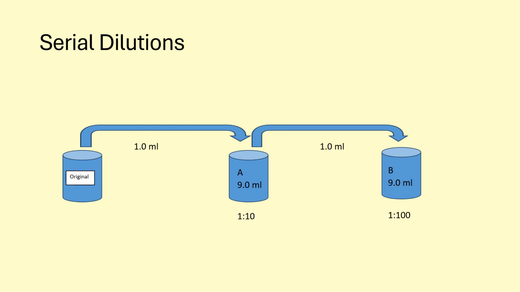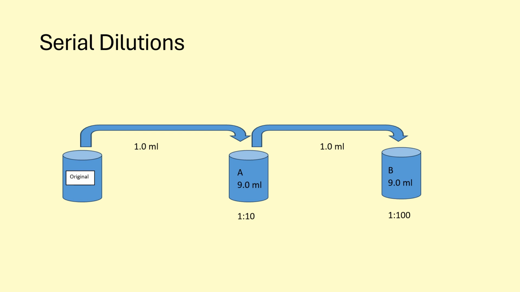Now, oftentimes we do a serial dilution, meaning you do several dilutions successively in a row. So you go from the original to A to B, B to C, C to D. It depends on what you're doing as to how far out you go. Sometimes it's a guessing game. Well, I'm not sure how concentrated the sample is.